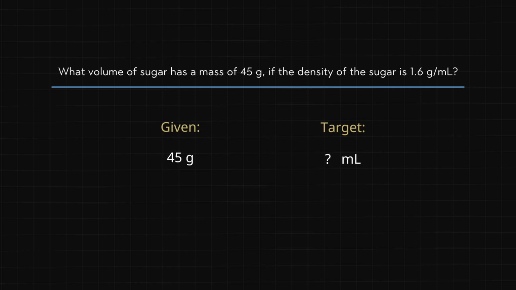We know there is a proportional relationship between mass and volume, and that includes density. So we use the density to get from our given to our target. In doing this, we must get the units to cancel correctly. So we must have milliliters on the top and grams on the bottom. The density is 1.6 grams per milliliter, so the 1.6 must go in the bottom. And we have our answer. 28 milliliters of sugar will give us a mass of 45 grams.